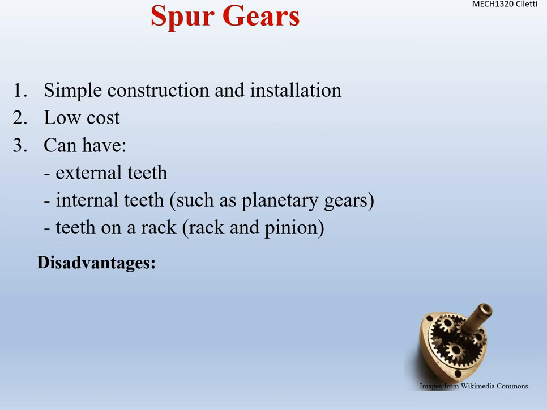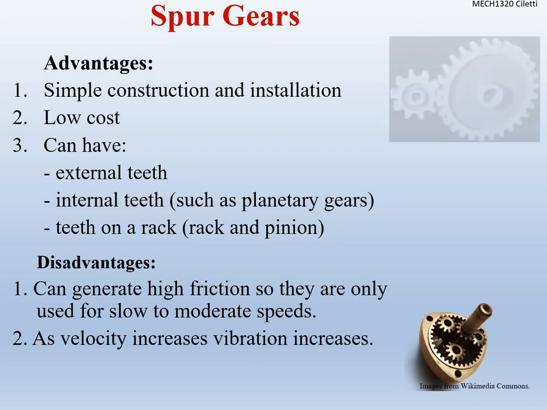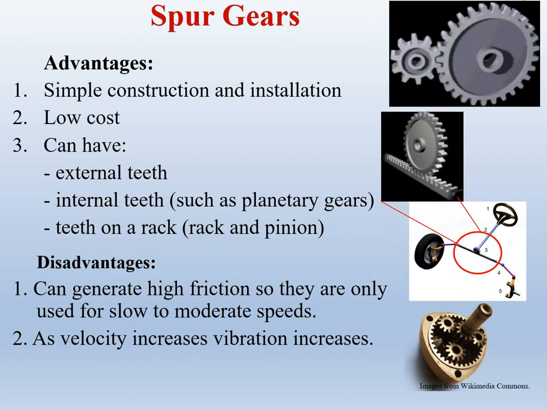All right, the disadvantages of spur gears are they generate high friction, so we want to use them with only slow or moderate speeds. And as their velocity increases, vibration also increases. And remember, vibration creates damage, okay? We do lubricate those when they're in enclosures or outside, but as velocity increases, even lubrication is not going to stop the vibration from happening, okay? So if we have a rack and pinion, we can use it to turn a cart or things along those lines, okay? So that's the rack and pinion on the right-hand side with the steering wheel.